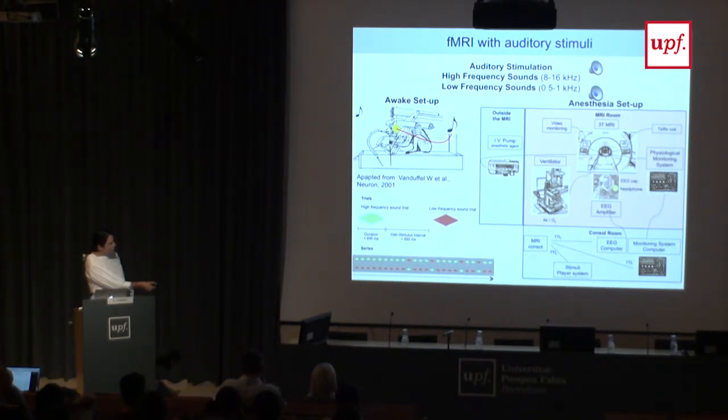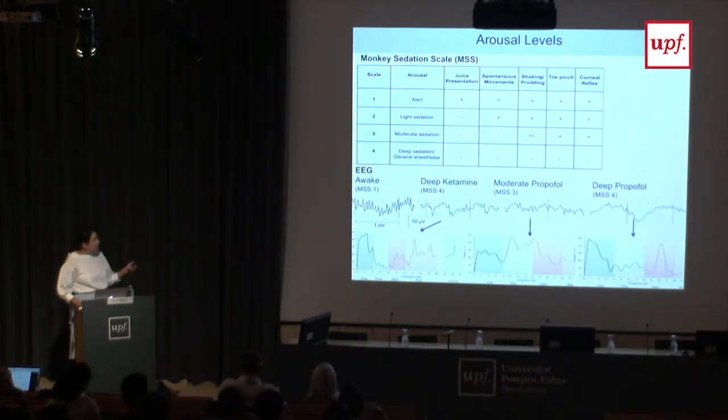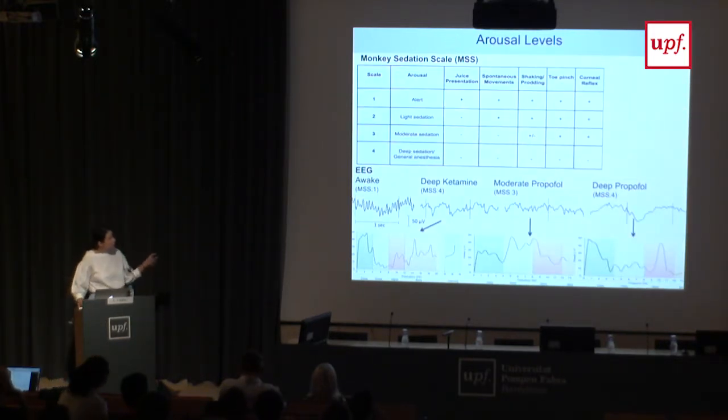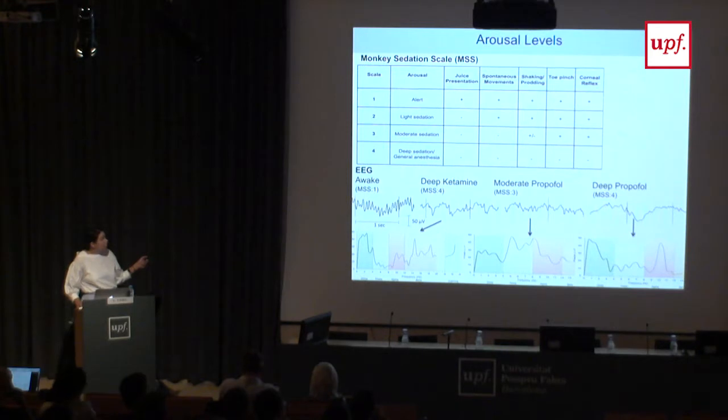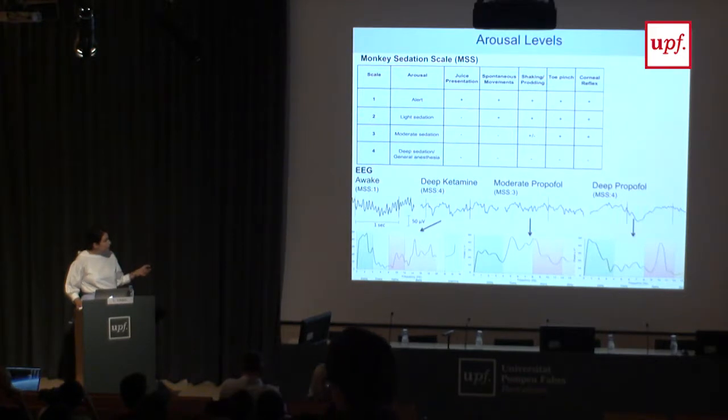All these signals were recorded outside the scanner room to make sure that you can use them after in your fMRI analysis. So we also make sure that they have the same level of arousal during the acquisitions. We used what we call the monkey sedation scale, where we could define 4 different levels. We mainly used general anesthesia, but for propofol we also used what we called moderate sedation.